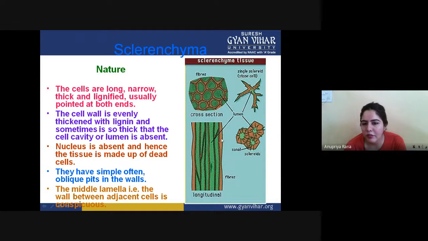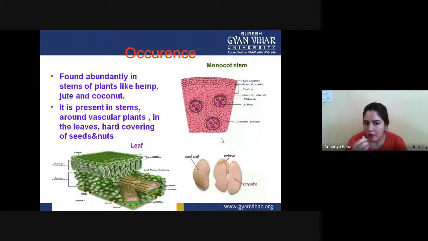The adjacent cell is conspicuous, not very clear to be identified, and they do not have any intercellular space present in them. Okay, there is no intercellular space which you can find inside the sclerenchyma. Now, if we talk about their occurrence, at what place they are present. Basically, they are found abundantly in the stem of plants like hemp, jute, coconut.